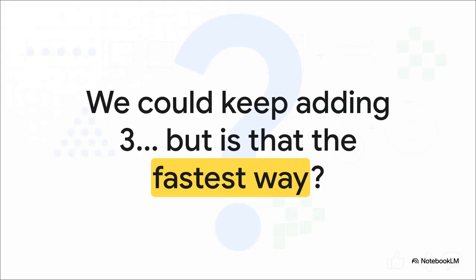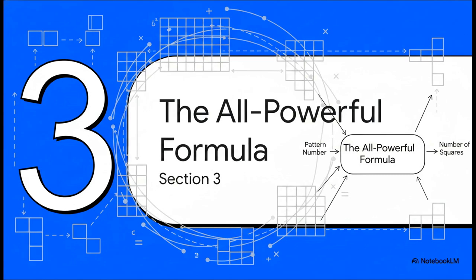So here's the thing. This rule works, but it's not very efficient, is it? To find the 20th term, we'd have to start at 11 and just keep adding 3 over and over and over again. It's definitely better than drawing, but I think we can do better. We need a real shortcut. So it's time to find the master rule. We need an all-powerful formula that links the pattern number directly to the number of squares. That's what's going to let us jump to any term in the sequence, instantly.